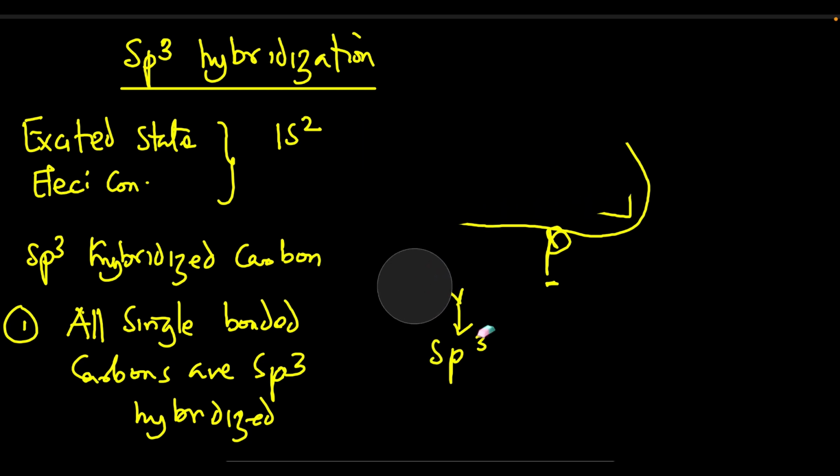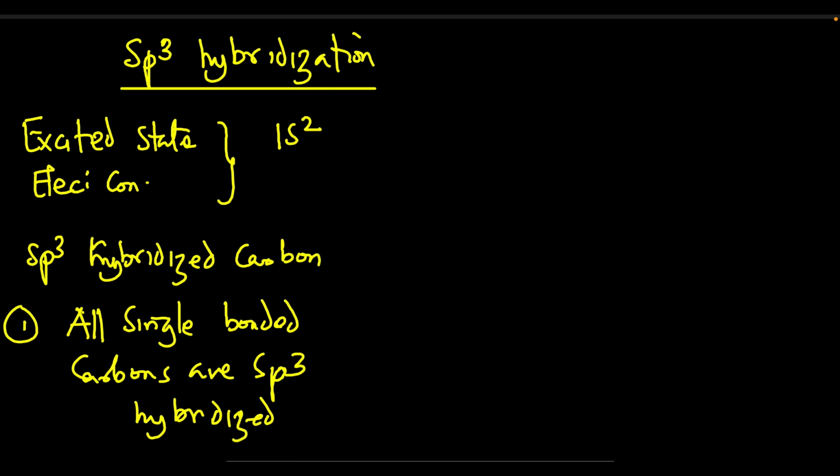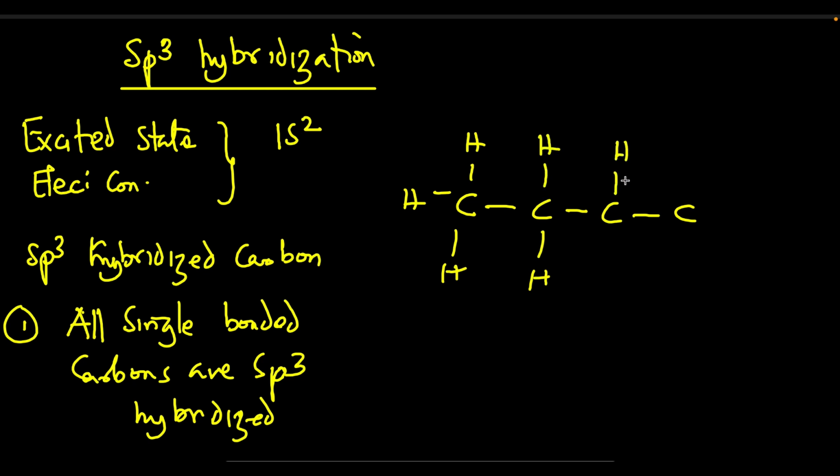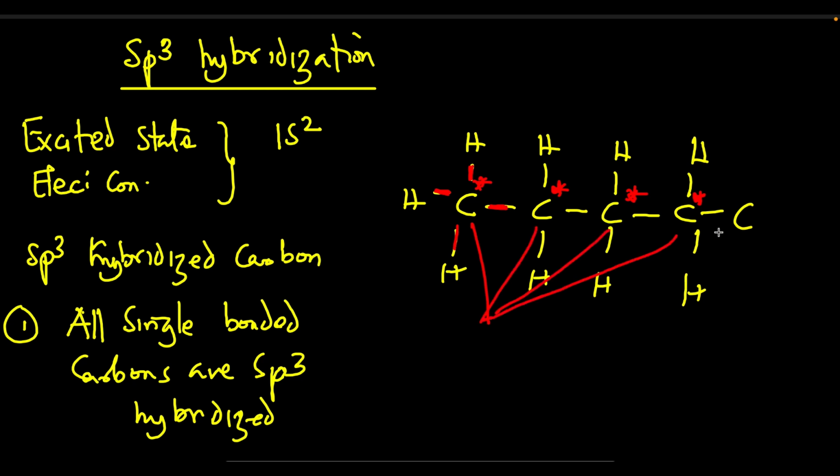Now, what do we mean by all single bonded carbons? If you have a compound like this, for instance, we have C, H. If you notice, all the carbons present here, we have this, this, and this, they are all single bonds. This is a single bond, this is a single bond, all of them have single bonds. So all these carbons are sp3 hybridized because they do not have a double bond or triple bond attached to them, but instead have single bonds all through.